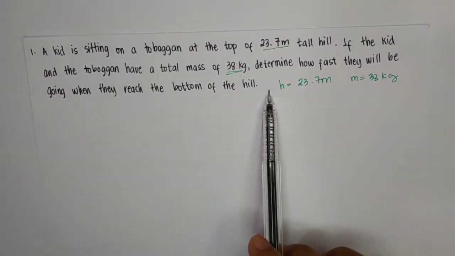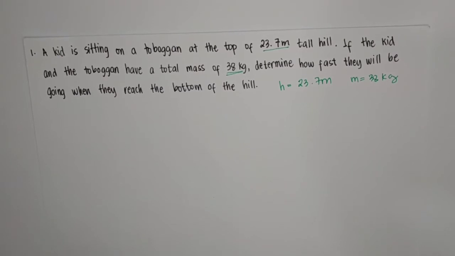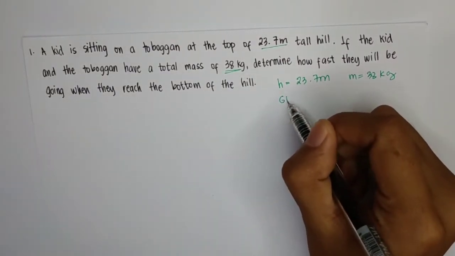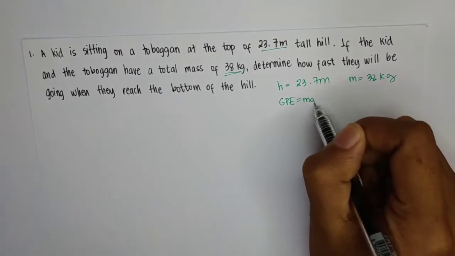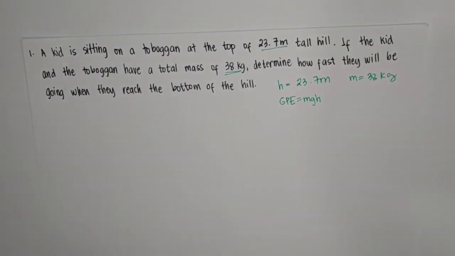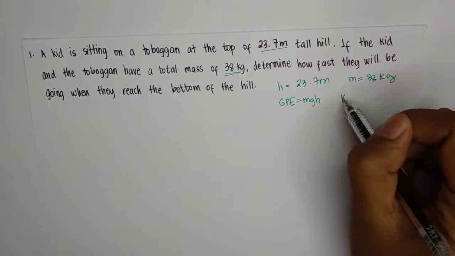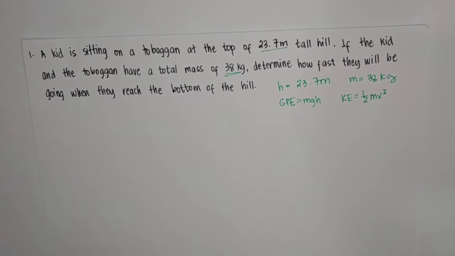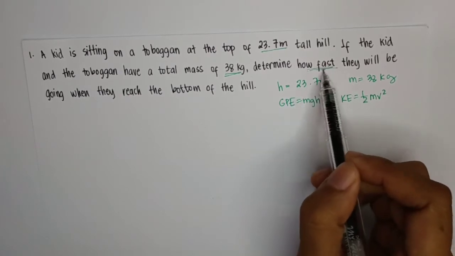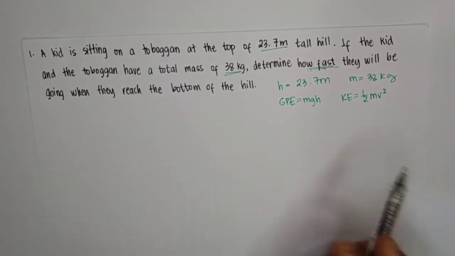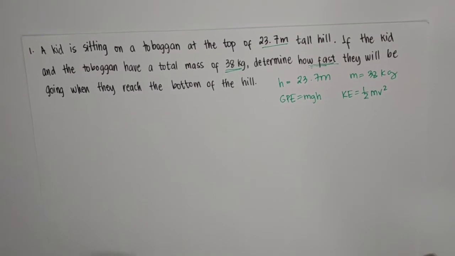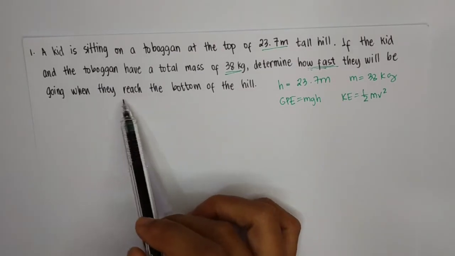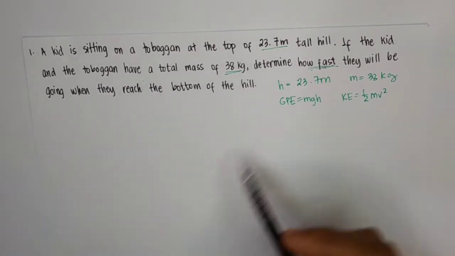Since meron tayong height na given, therefore, yung potential energy natin na gagamitin is yung gravitational potential energy. So, that will be mgh. Yan yung gagamitin natin for our potential energy formula. Then, again, our kinetic energy, that is 1 half mv squared. Okay. Now na yung dapat nating hanapin: how fast they will be going. So, yung hahanapin natin is yung speed natin when they reach the bottom of the hill. So, yung final speed yung kailangan nating hanapin. Bakit yung final speed? Kasi 'di ba, when they reach, tapos na yung pagbababa nila.